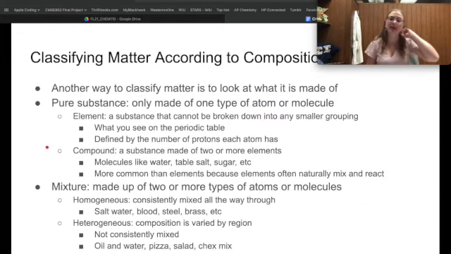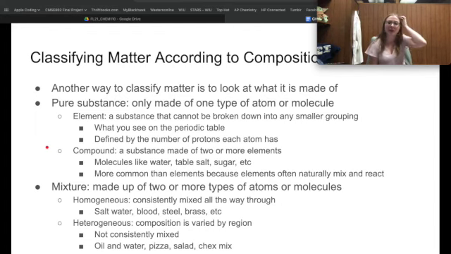All right, so let's talk a little bit about classifying matter according to composition. So what type of matter do you have? We have 4 different categories here under 2 subcategories. I'll show you a flow chart. It makes more sense, but I just have to give you some definitions and talk our way through this first.